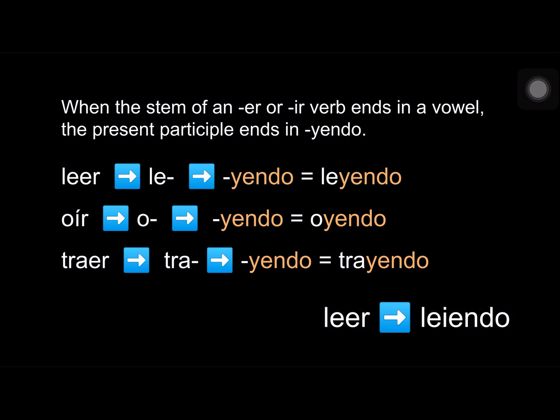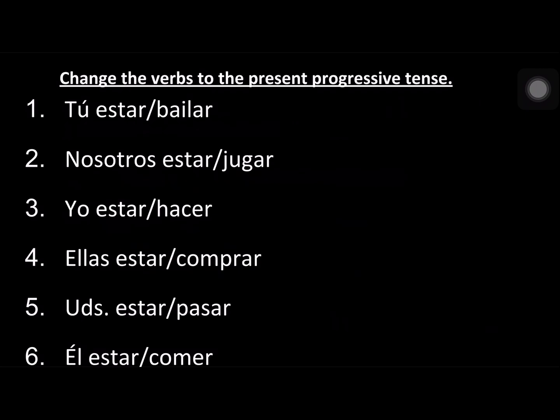So here we have leer. You chop off the ER, and if you add iendo, see, it's just way too much going on there. So no iendo. This is why we do the yendo for that. It's just too clunky.